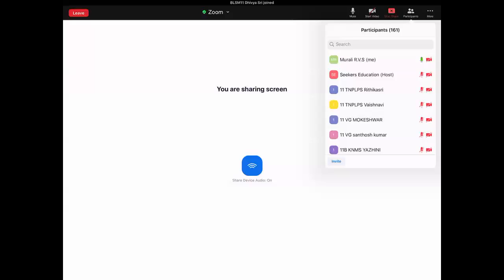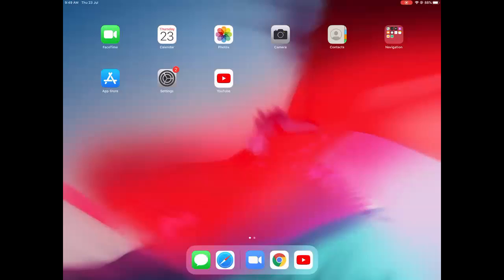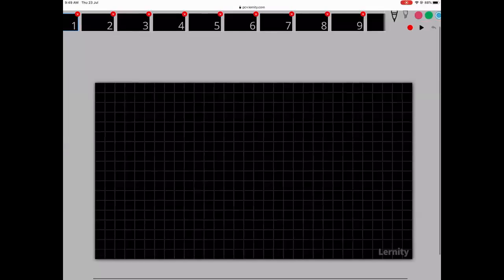Hope you are all able to see the screen, which I've just started now. And yesterday we had just stopped with photoelectric effect.